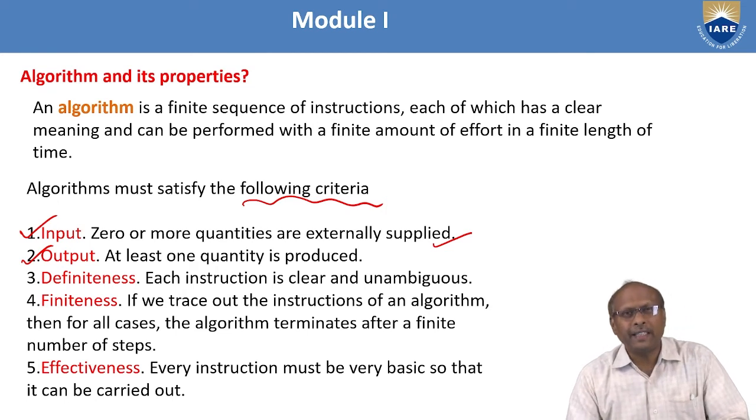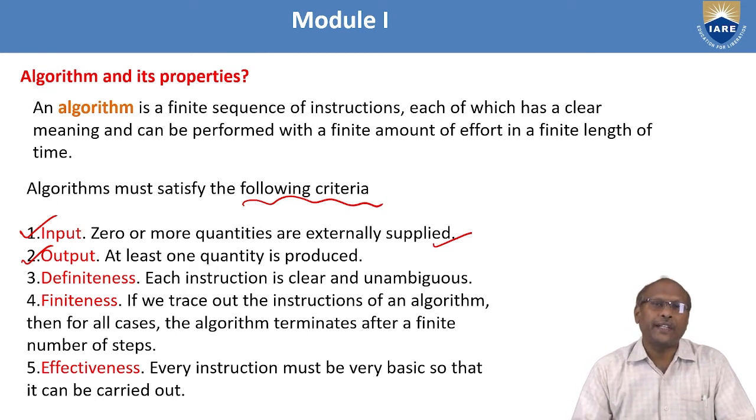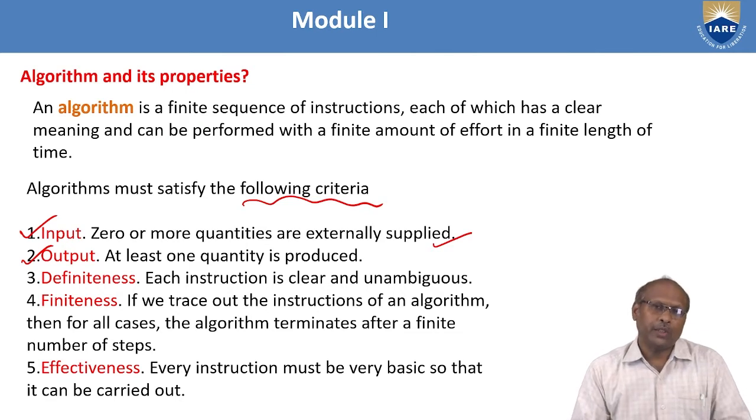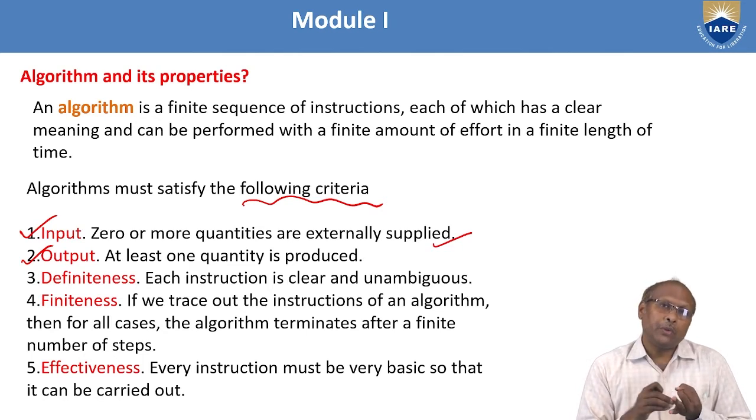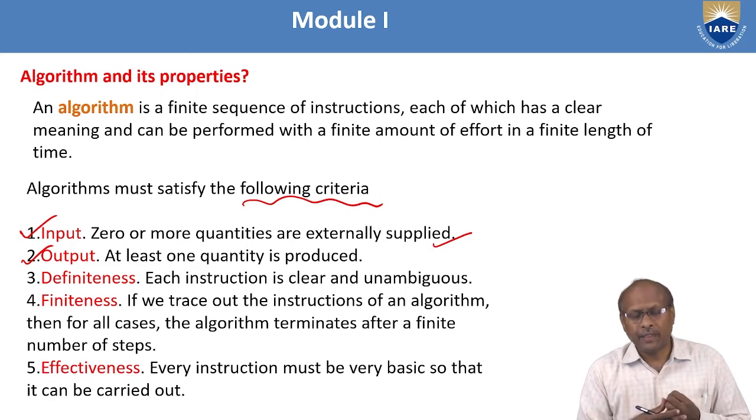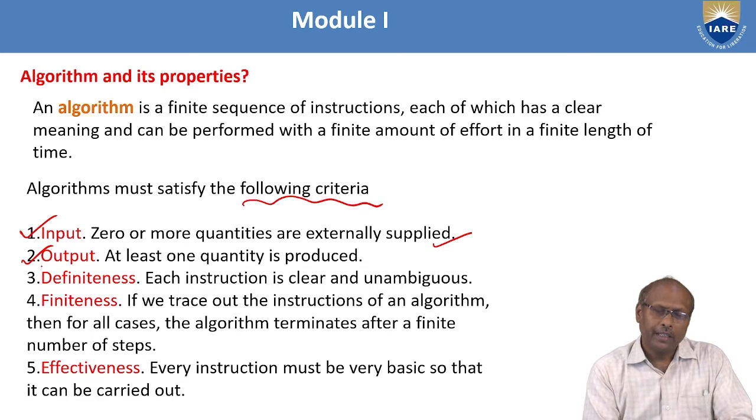If the output is not matching, then that means the algorithm is not written properly. So while writing an algorithm, you should keep in mind one is input, second is output. After giving input, you have to get the corresponding output. If the output is not coming, then you should say this is an invalid program or the algorithm is wrong. So you have to keep output in mind.